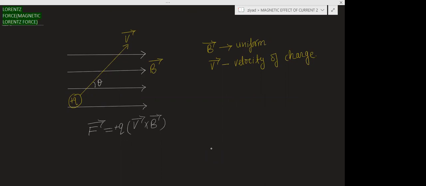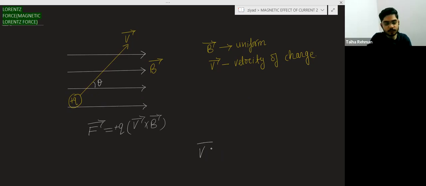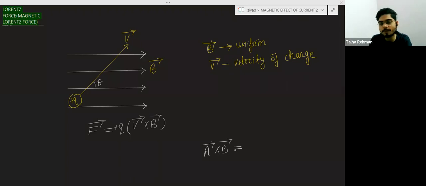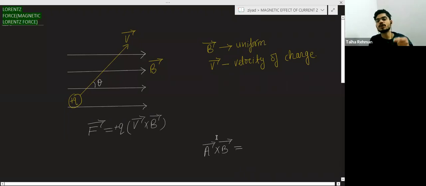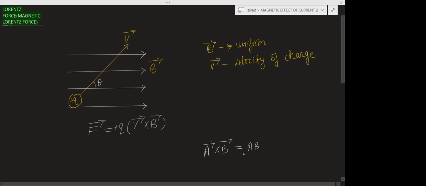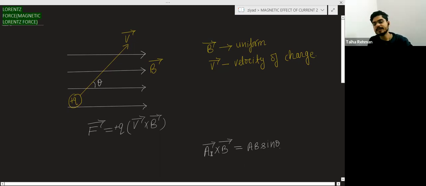So for vectors, suppose you have written A vector cross B vector. This represents the cross product. If you want to open this cross product, you will write A, which is the magnitude only of A vector, and B represents the magnitude of B vector, and sine theta, where theta is the angle between A vector and B vector.